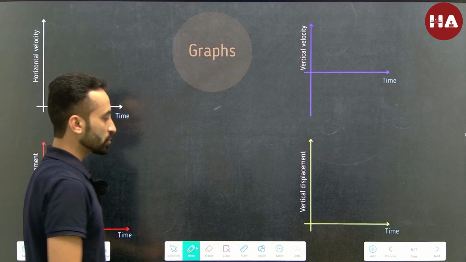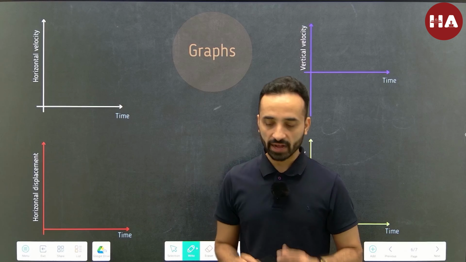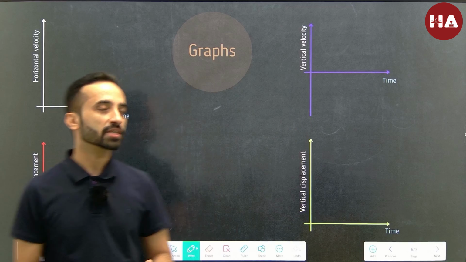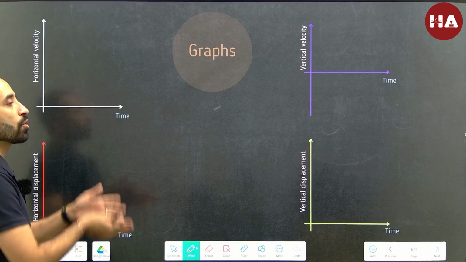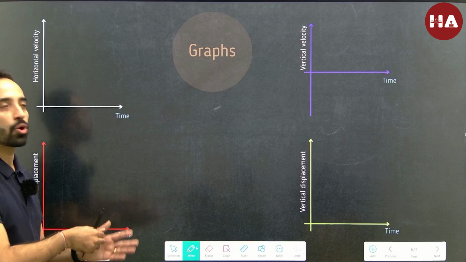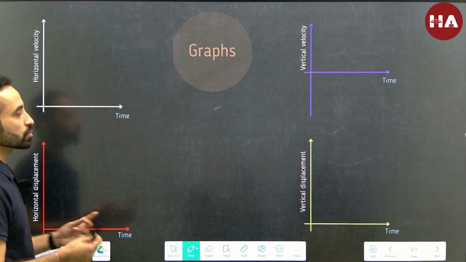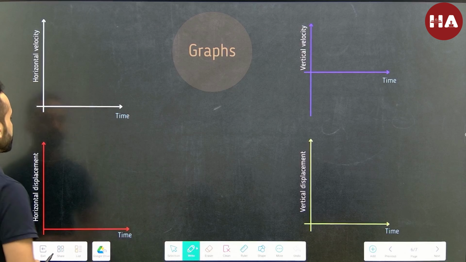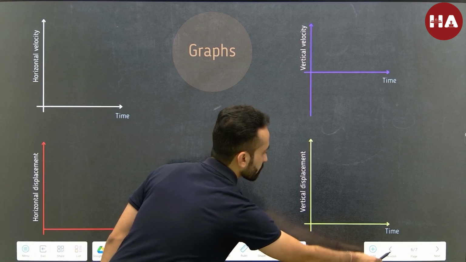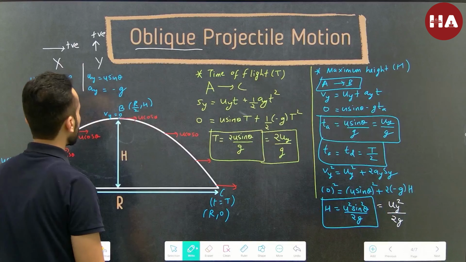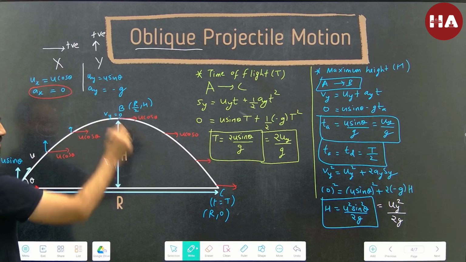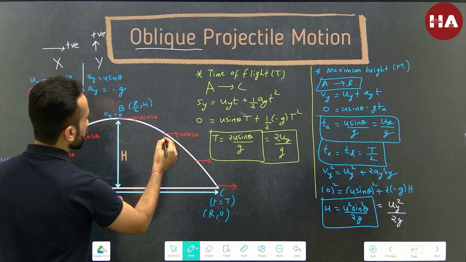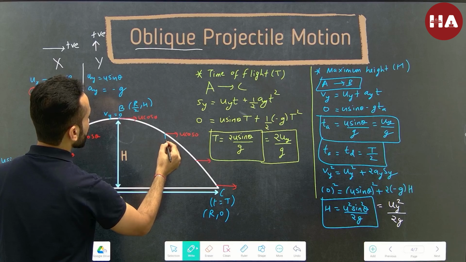Next, I wish to draw the associated graphs. It is going to be very easy since we have already had a class on graphs. So we want to quickly draw the graphs here. Before we do that, I hope you are very clear that the y direction velocity was decreasing, and after B it became negative.